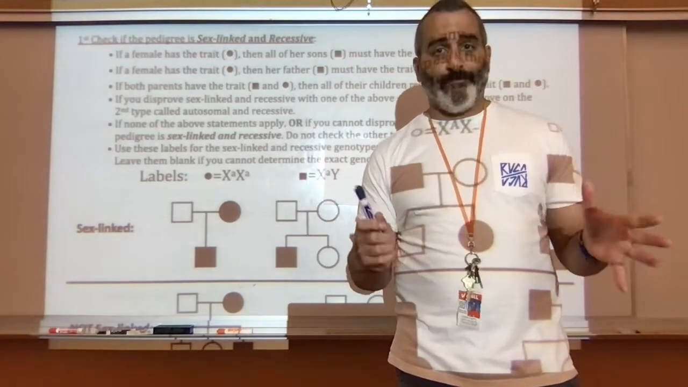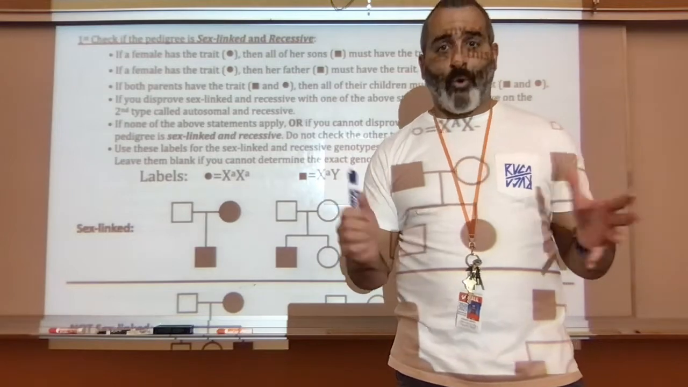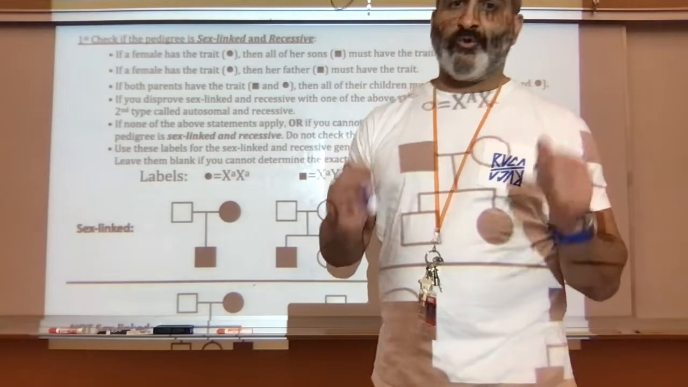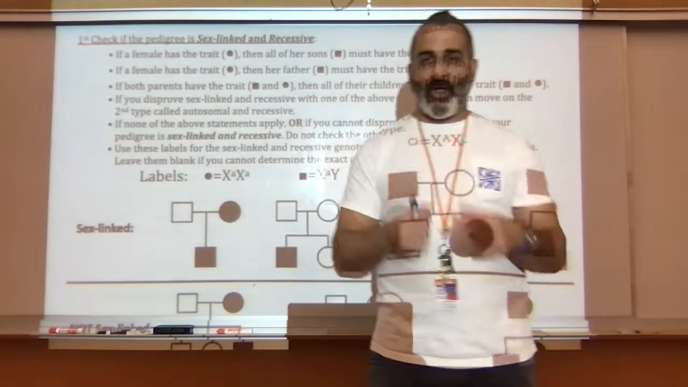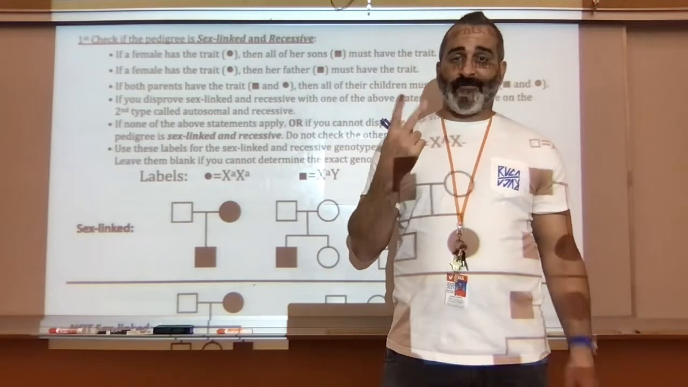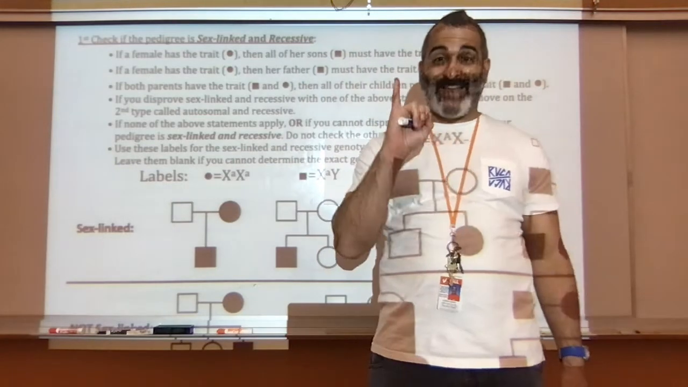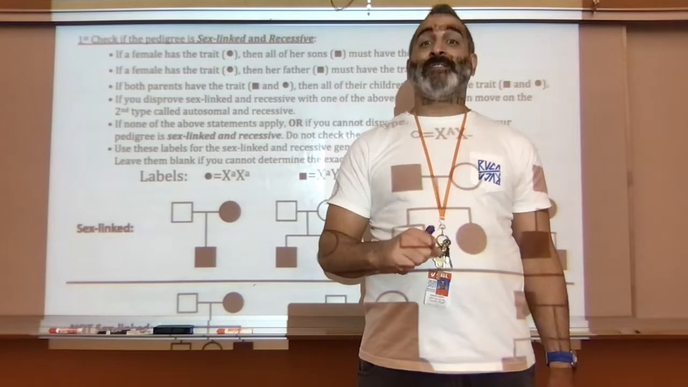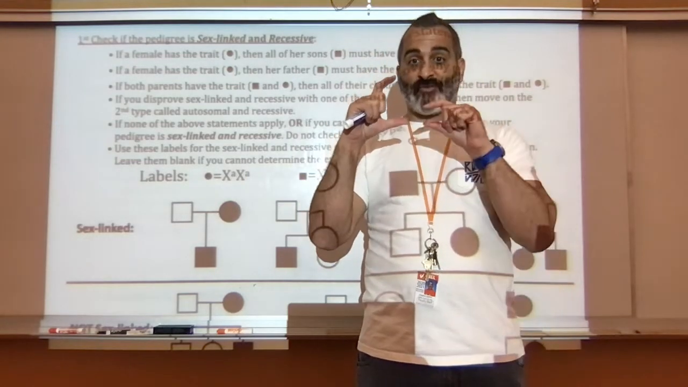So I want to go through these bullets with you. They're very important, okay? So listen to the rules. You need to know these rules. You need to have them in your head. The 2 kinds of genetics crosses you need to understand are sex-linked and typical dominant versus recessive, okay?